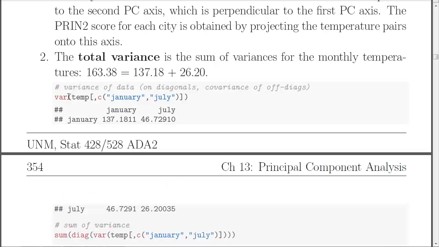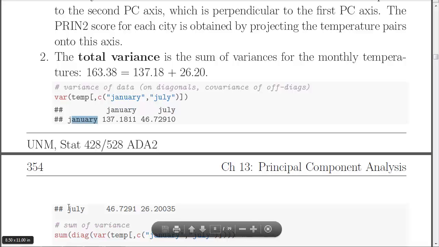And here this is another way to do it. I'm just calculating the variance of the January and July temperatures. These are the squares of those standard deviations we saw above. So the square of 12.3 is 137, and this is a covariance matrix. So we have January and July as columns and also as rows. And so on the diagonal, 137, and then here, July by July, we have 26. Does that seem right?